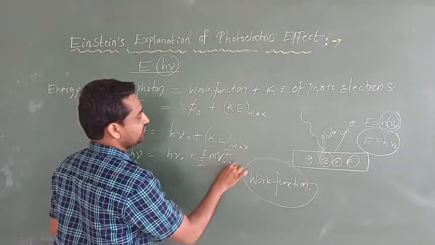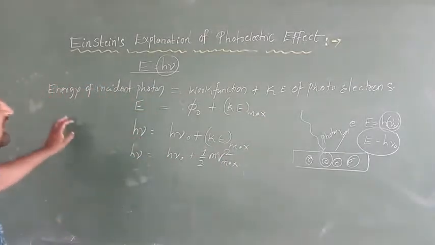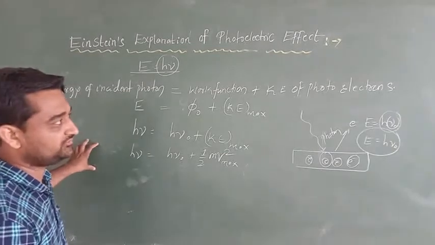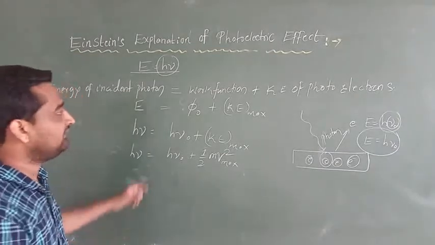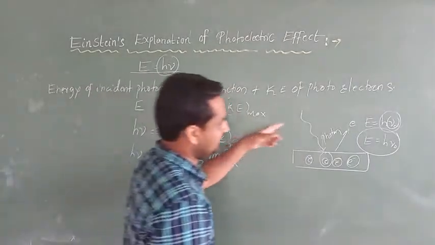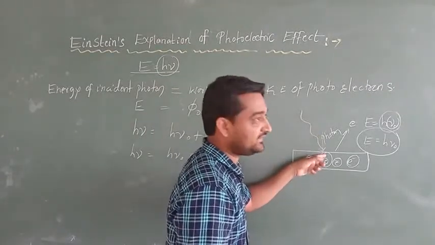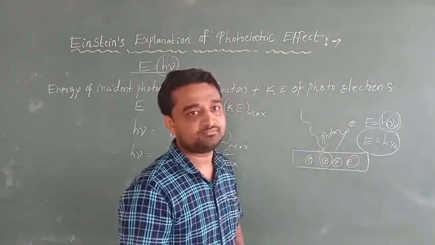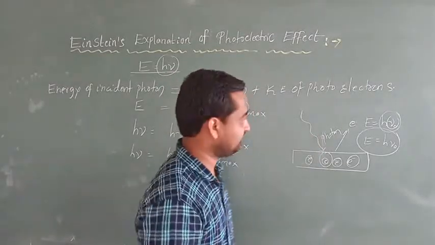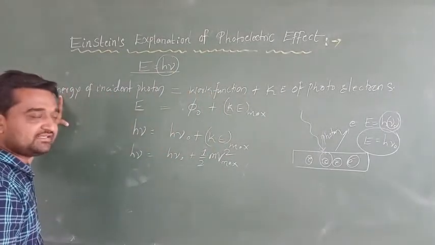That is the maximum velocity with which the electrons are liberated. So how does Einstein explain the photoelectric effect based on Planck's quantum theory of radiation? When a radiation of frequency nu is incident on a metal surface, when the energy of the incident photon is greater than the work function, the liberation of electrons takes place, the phenomenon of photoelectric effect takes place. E is equal to h nu is the energy of the incident photon.